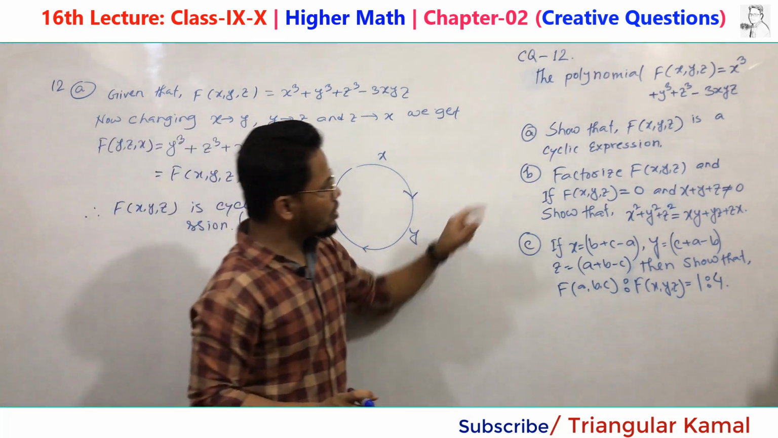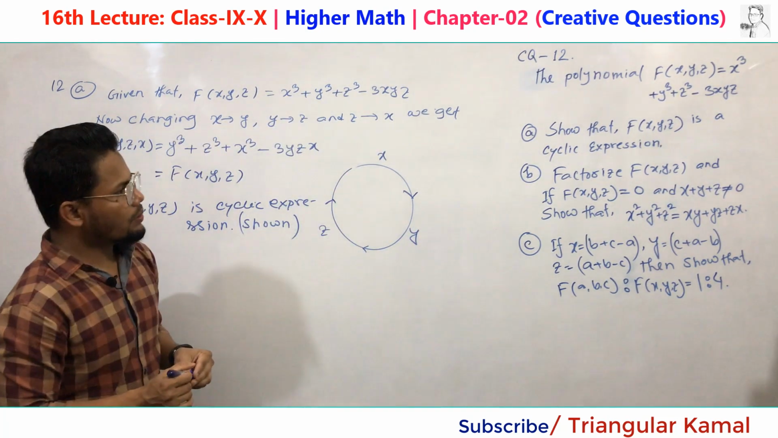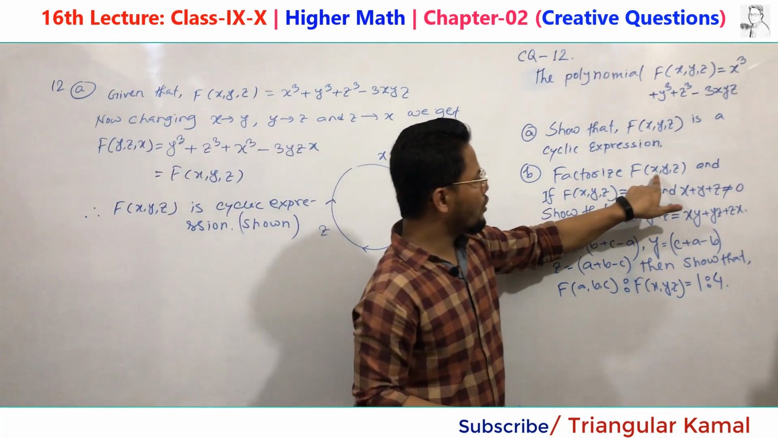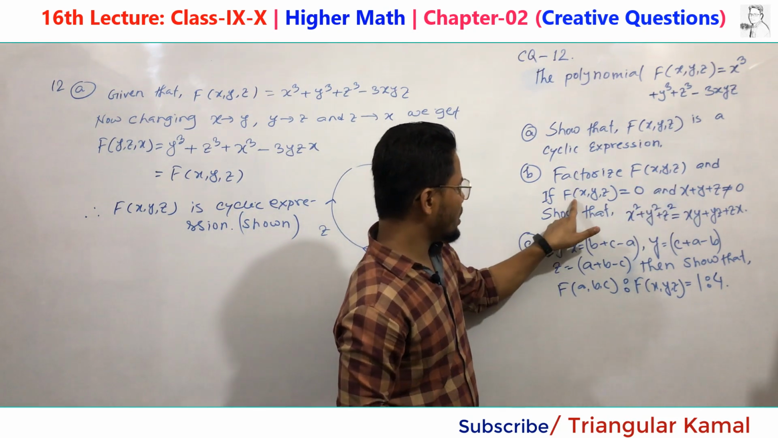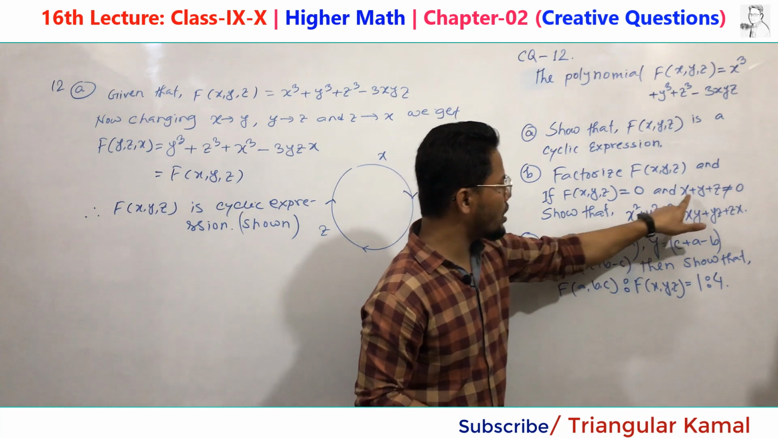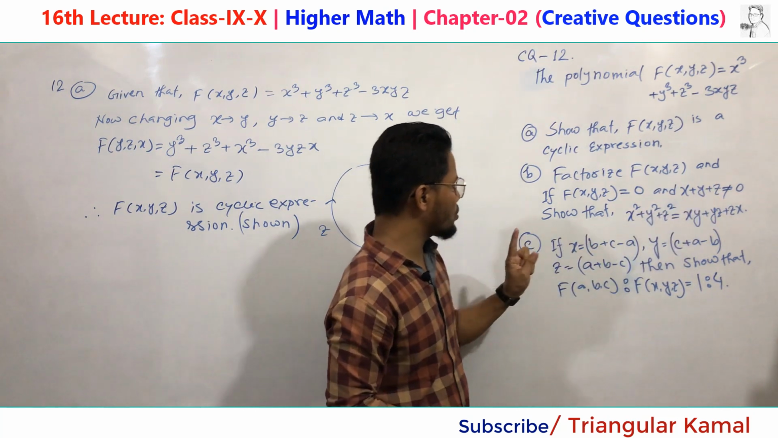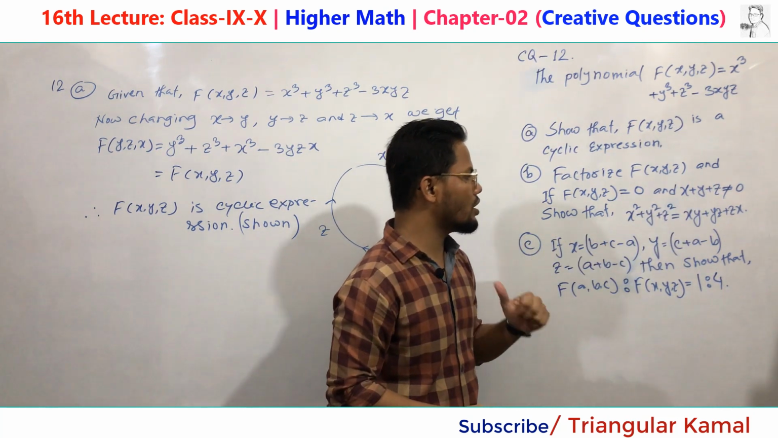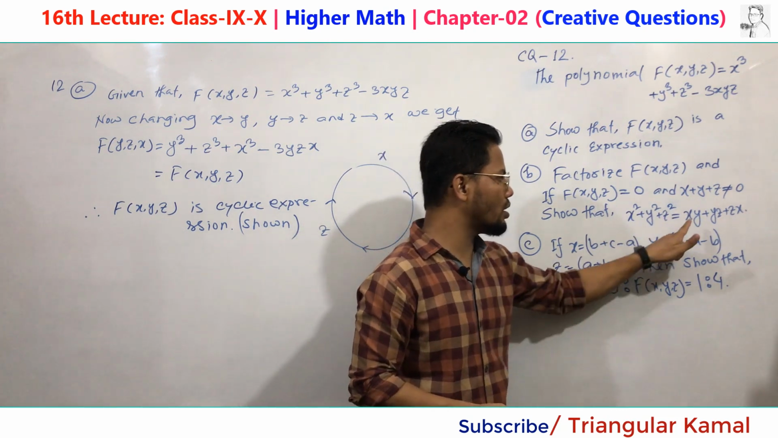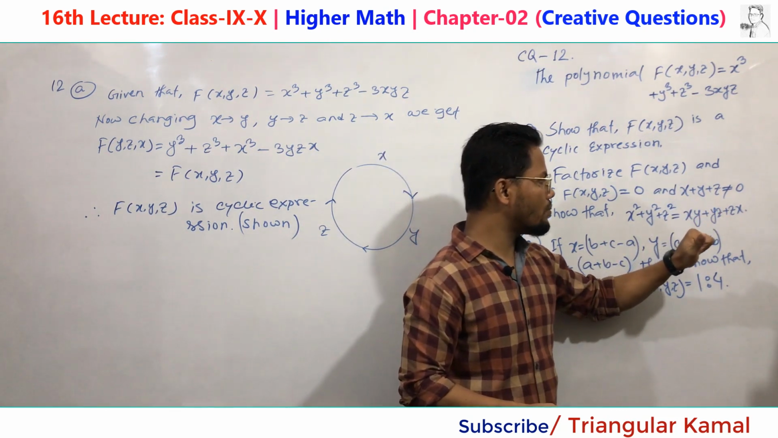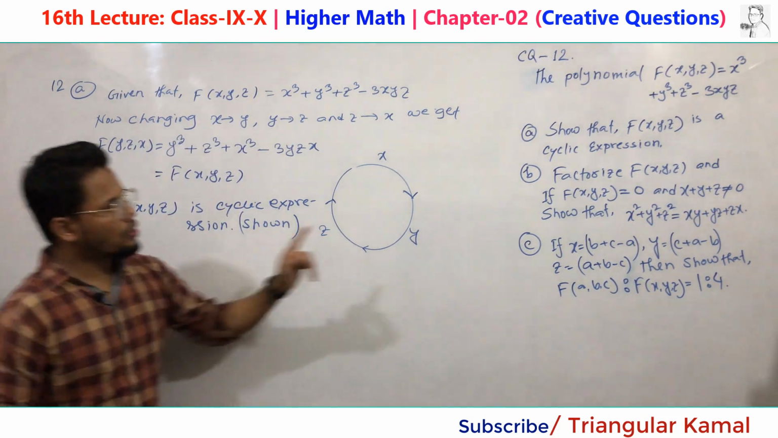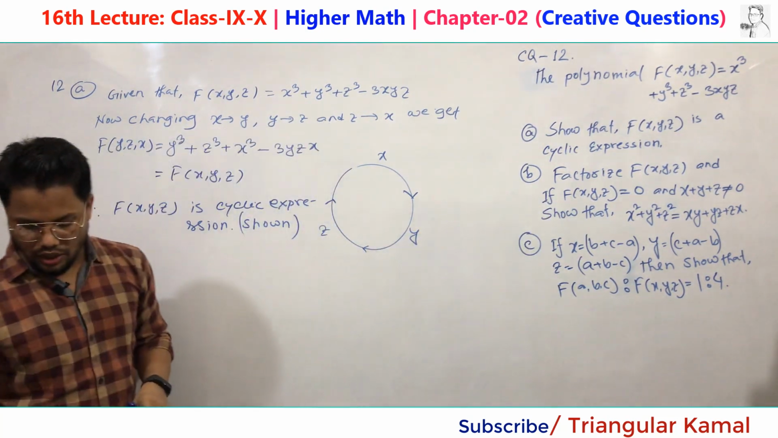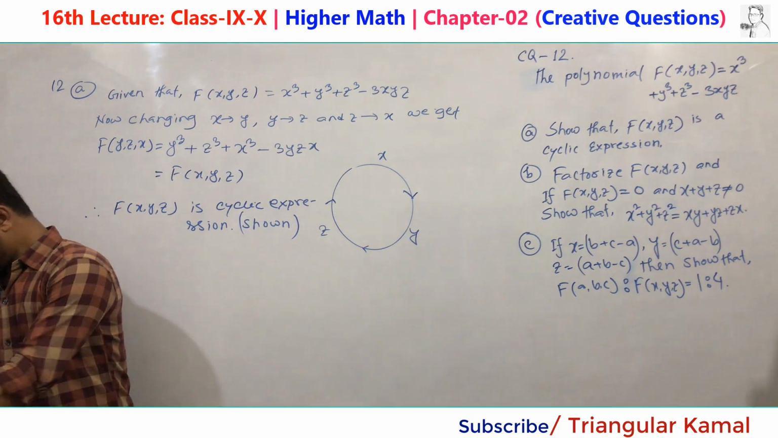Now give attention to part B. Number B: factorize f of x, y, z. And in the second part, if f of x, y, z equals 0 and x plus y plus z does not equal 0, then show that x square plus y square plus z square equals xy plus yz plus zx. So first we will do the first part.